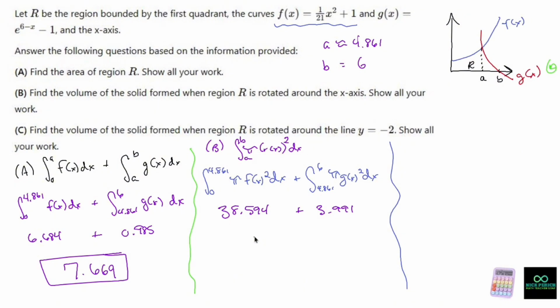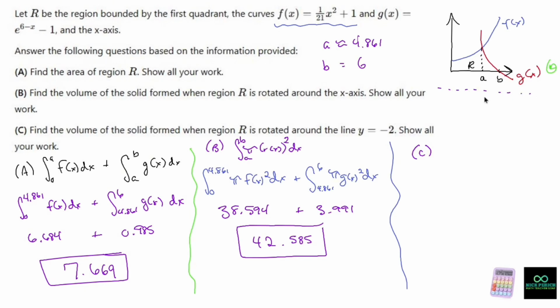We added them together and got 42.585. All right, so that is how you do B. Now C is extremely similar to B. C is saying instead of rotating it around the x-axis, rotate it around the line y equals -2, which is this line way down here.